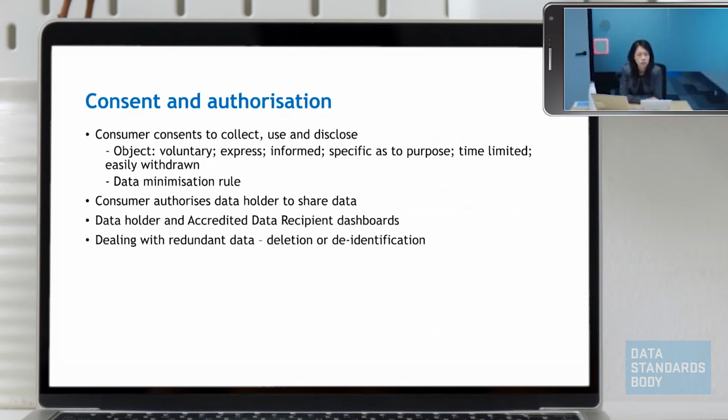So we talk about voluntary consent, express consent, informed consent, and consent that's specific as to purpose, time limited, and also easily withdrawn. The idea is that the consumer really is in control here, informed and in control, and that their consent isn't a forever consent. It's specific as to purpose and it's time limited, and they get to choose every step of the way. I'd also like to point out that there's the data minimization principle.